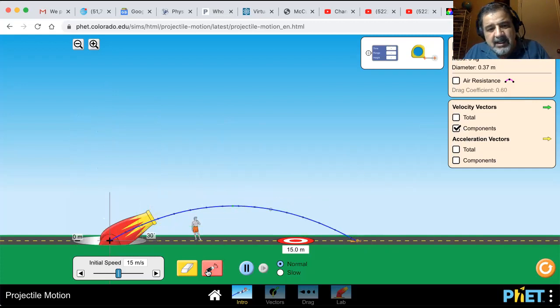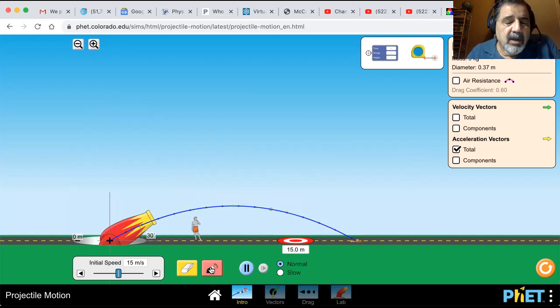And you can see, let's play that one again. Look at the vertical velocity, the horizontal velocity is the same throughout. And we know that because there's no acceleration on the horizontal velocity. Let's watch the vertical velocity. It goes up, goes to zero, and then comes down. You can also look at the acceleration. There's the total acceleration if you fire it. Oh, the acceleration never changes.